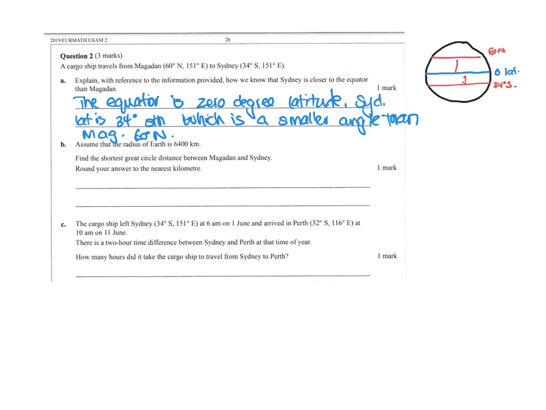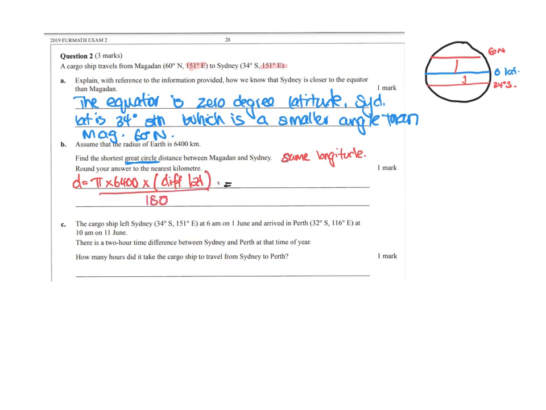So the next part is assume the radius of the Earth is 6,400. Find the shortest great circle distance between Magna and Sydney. So we can see, hopefully you would have seen anyway, up here when you're finding a distance, they're on the same longitude. And so when they're on the same longitude, we would use that formula that we have for same longitude, where the distance is pi times 6400 times the difference in their latitudes, over 180.